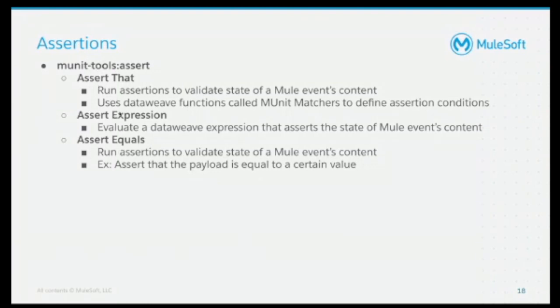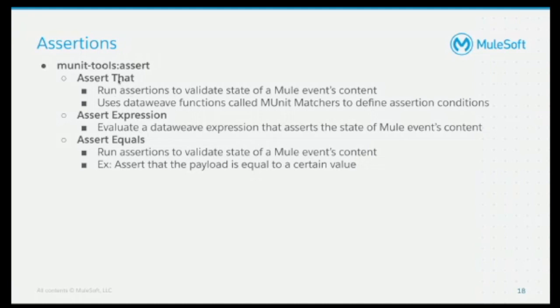So what are we doing in assertions? You're validating the state of the Mule event. After a particular processing is done, you're checking whether the value is equal to this or equal to that. You're validating that state. There are 3 ways to do that validation: assert that, assert expression, and assert equals.